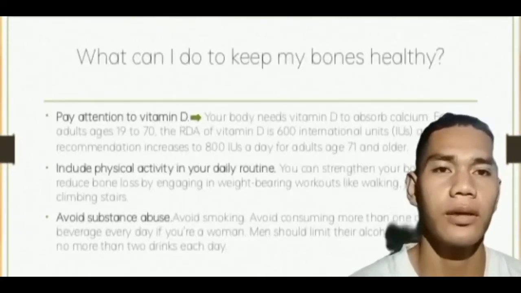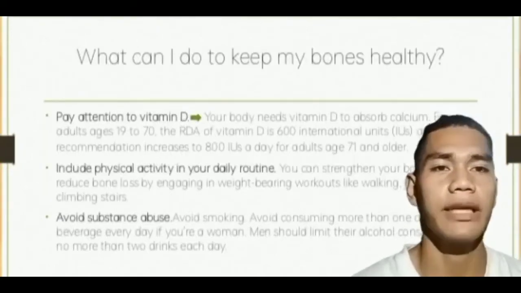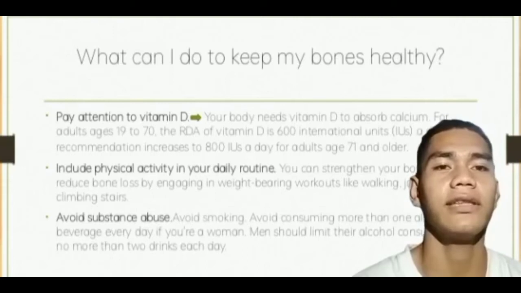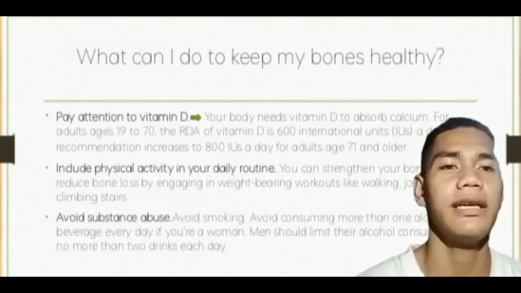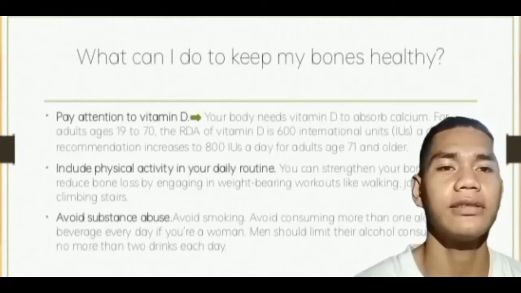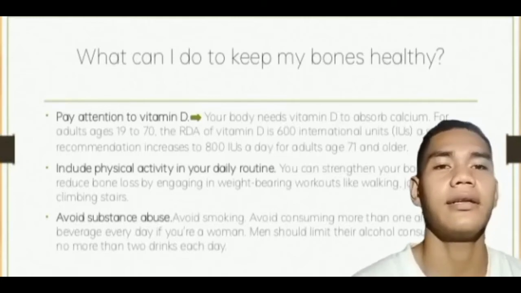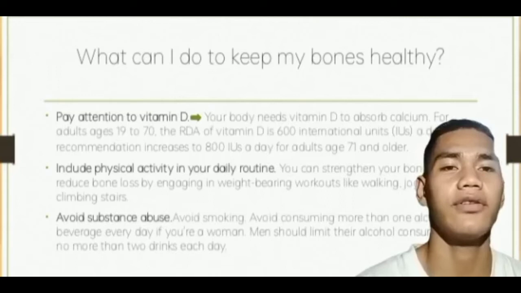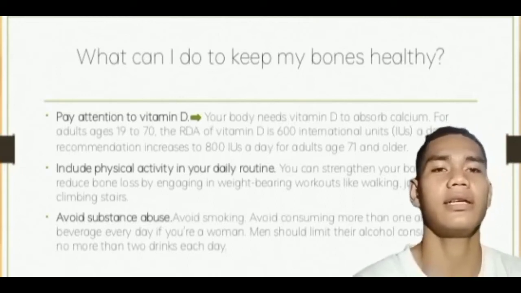Number 2. Pay attention to vitamin D. Your body needs vitamin D to absorb calcium. For adults ages 19 to 70, the RDA of vitamin D is 600 international units or IUs a day. The recommendation increases to 800 IUs a day for adults age 71 and older.